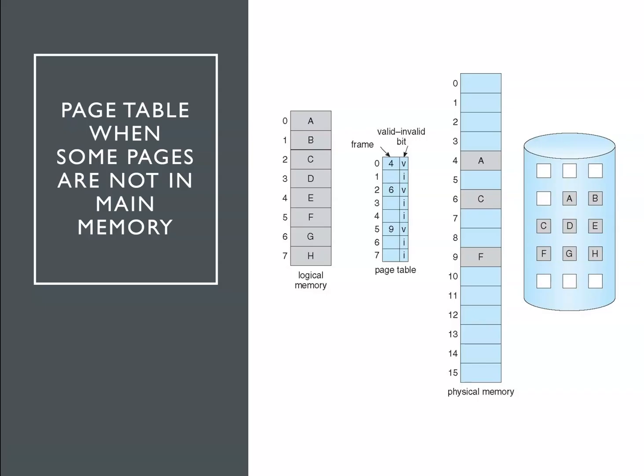So here's an example. We've got our page table. We've got our logical memory. We've got our page table and our physical memory. Here, where it's I means it's not in memory now. So currently what is in memory is A, C, and F. And all of it's stored on disk, so if we need to bring it in, we can.